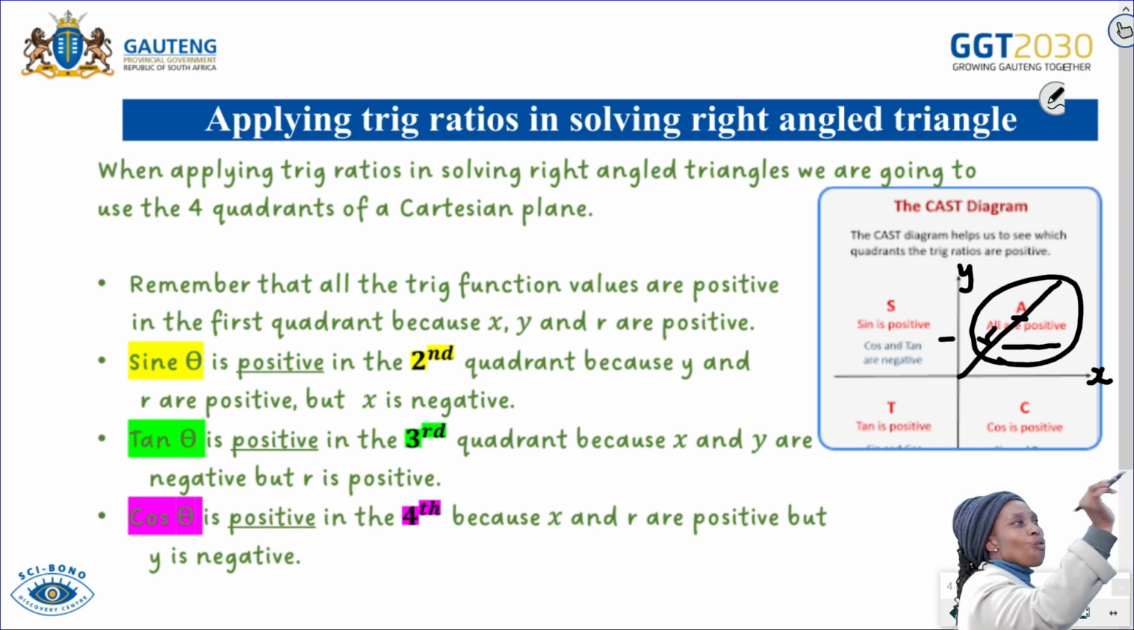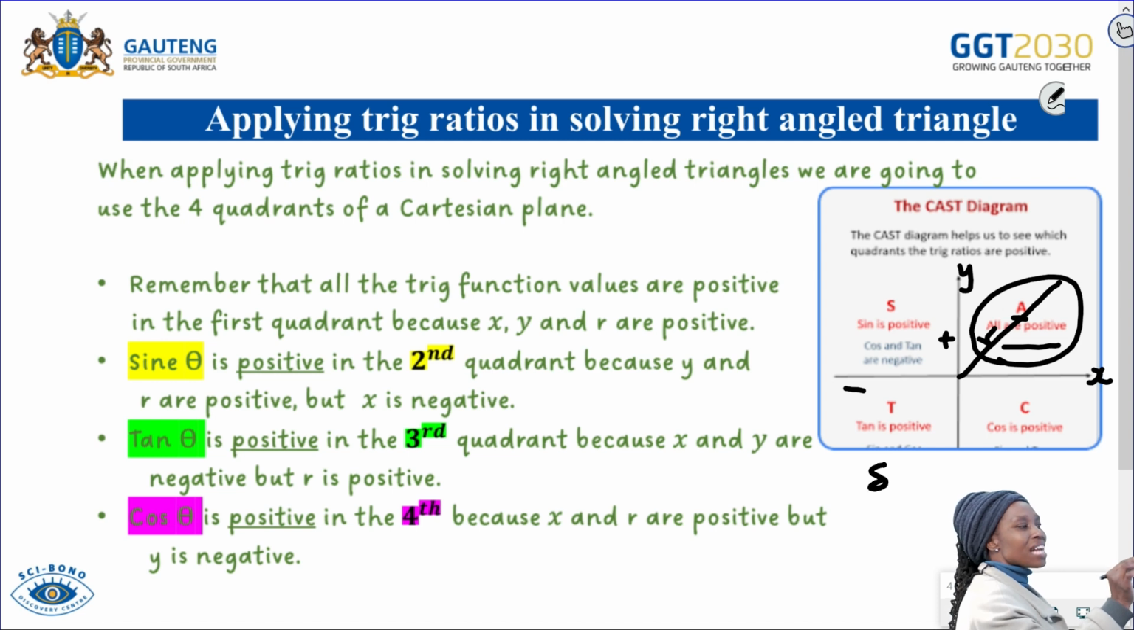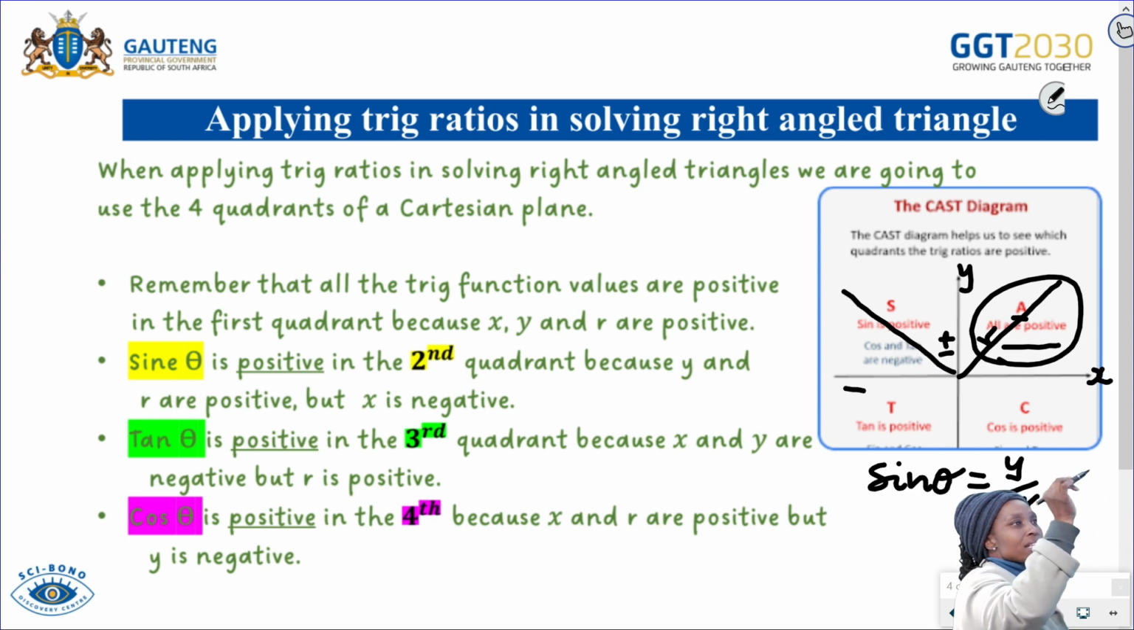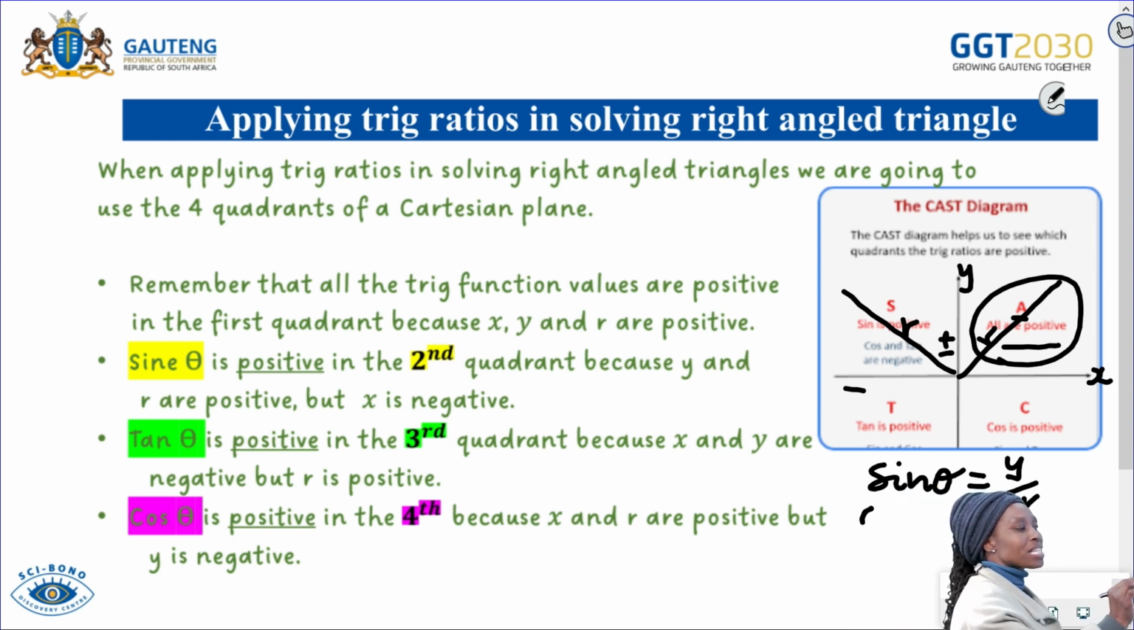We have a negative y over there, a positive y and a negative x. In this quadrant, only sine and its reciprocal are going to be positive. Why? Because remember, I said to you sine theta is equal to y over r, and you can see that y is positive and r is always positive on all quadrants. It's always positive.